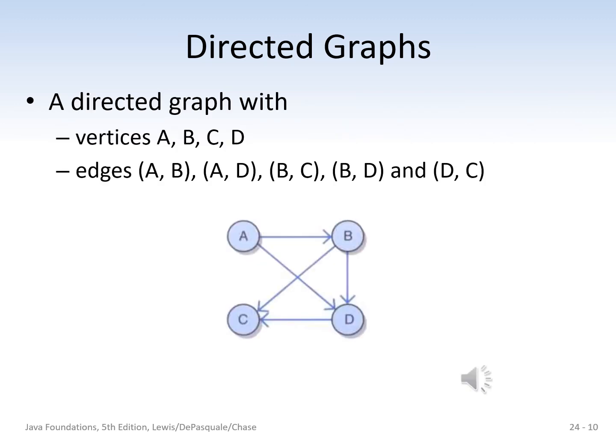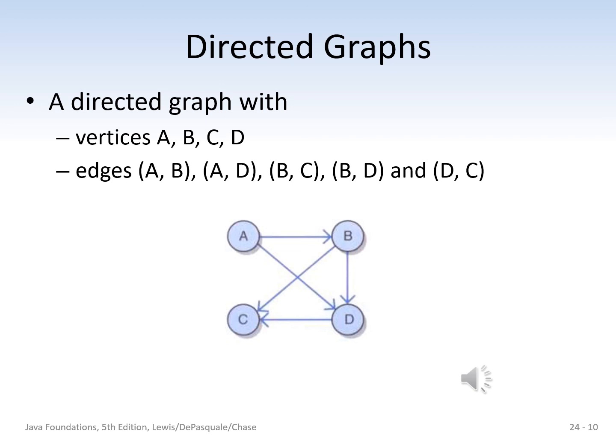Now remember, one of the differences between a directed graph and an undirected graph is that the edges in an undirected graph can be traversed in either way. They're bidirectional. That's not the case with a directed graph.